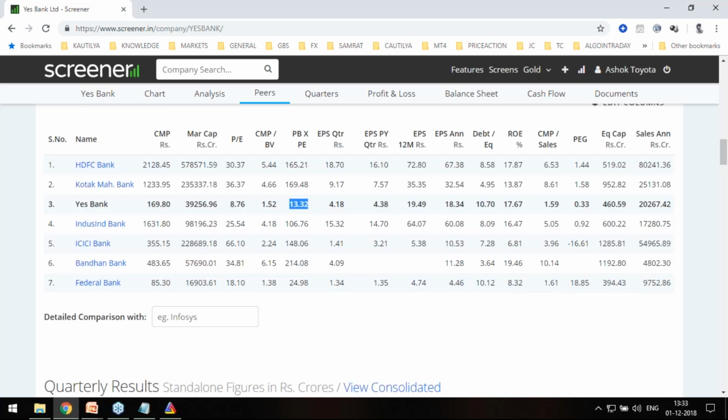That is my message to everyone. So what is the Graham number, buddies? According to the principles of Graham number, what is the Graham number? Exact Graham number? 22.5. Perfect. What is Yes Bank at right now? Compare with peers. A pathetic company like ICICI Bank is commanding a PB PE of 148.